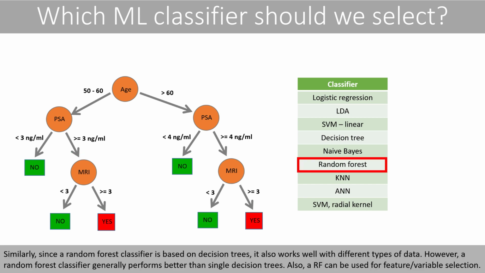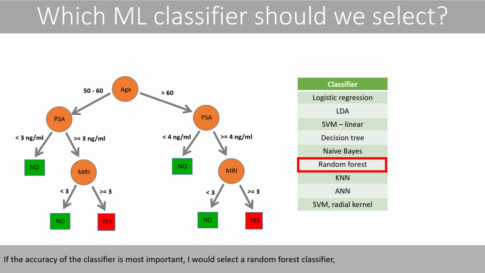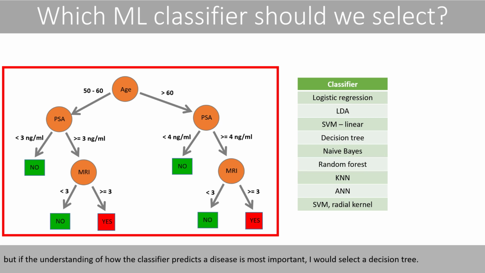Similarly, since a random forest classifier is based on decision trees, it also works well with different types of data. However, a random forest classifier generally performs better than single decision trees. Also, a random forest can be used for feature or variable selection. If the accuracy of the classifier is most important, I would select a random forest classifier. But if the understanding of how the classifier predicts a disease is most important, I would select a decision tree.